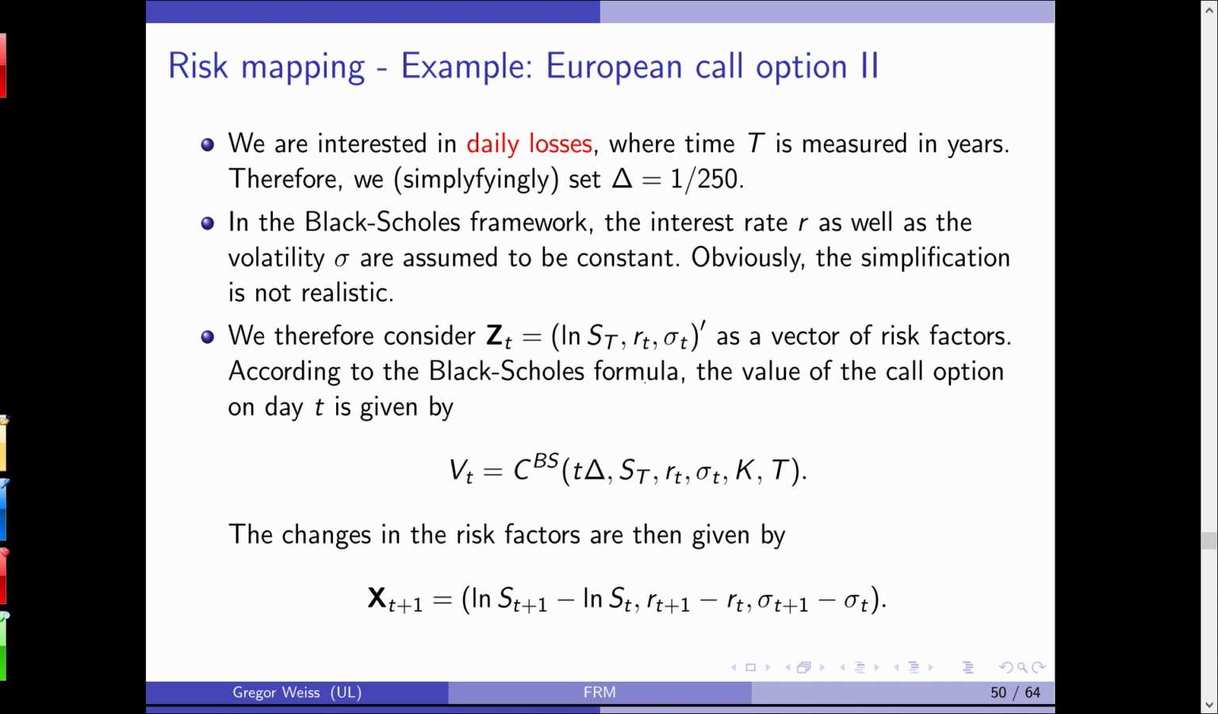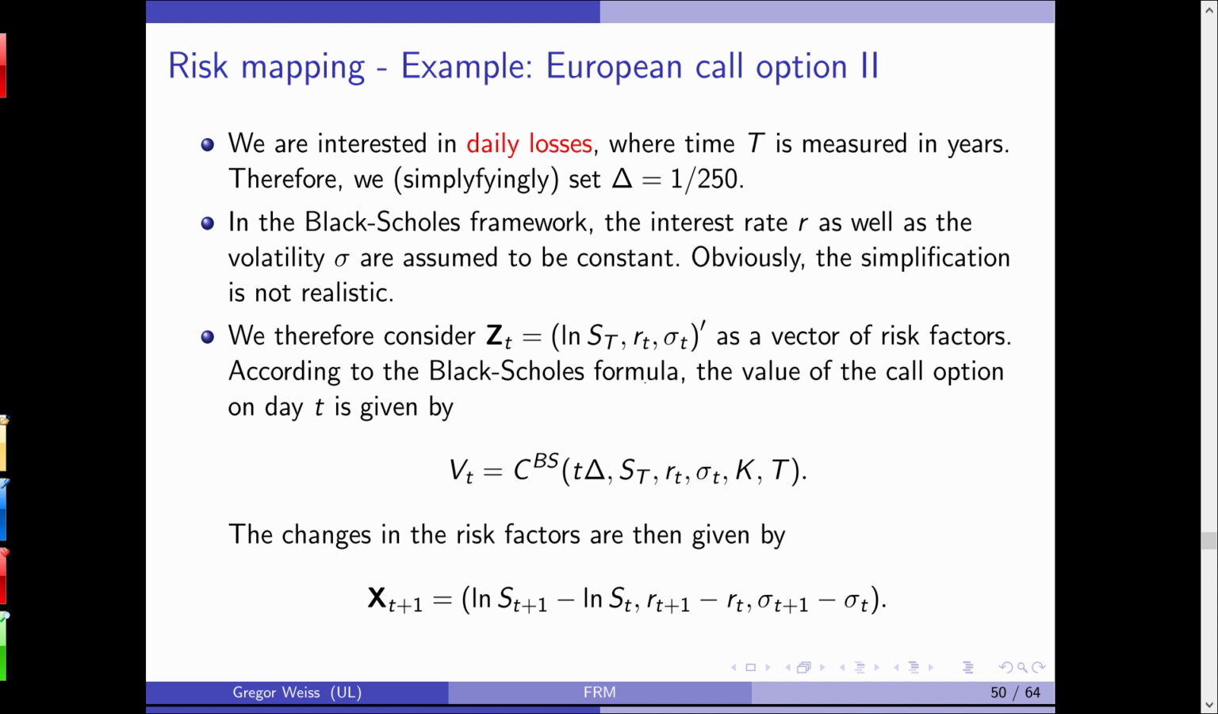Interest rates change. So we consider Z_t to be the logarithmic price at time t, the interest rate r, and volatility sigma. Now, according to the Black-Scholes formula, the value of the call option on a day t is given by the pricing formula with t times delta, S_t, r, sigma, K, and T. And the changes in the risk factors are then, if we simplify it a little bit, those changes are given by the log return, the change in the interest rate, and the change in volatility.